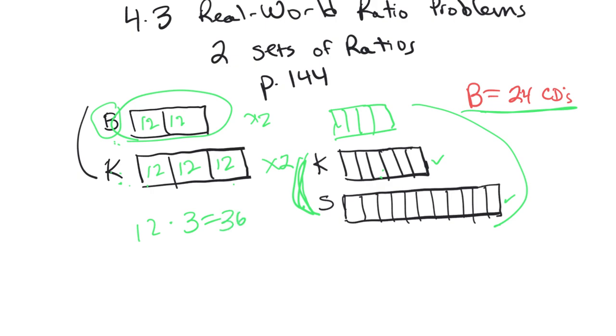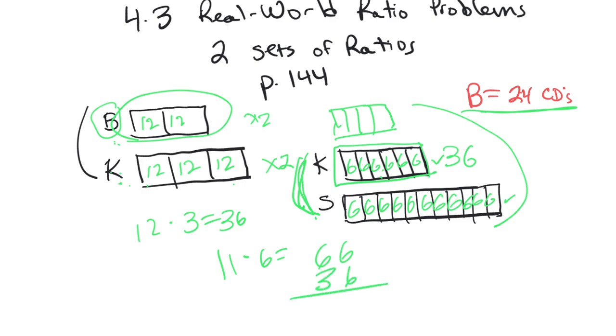And that means that over here, if Keith has 36 CDs and there are 6 parts, each one of the parts, the units, is now 6. And that means that Simone has 11 sixes, which is, of course, 66, because 11 times 6 is 66. We add in the 36 for Keith, and we get 102 CDs for both of them put together.